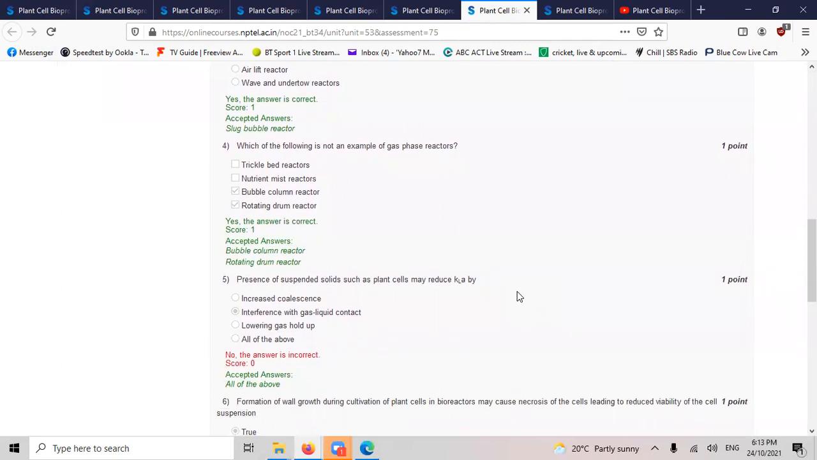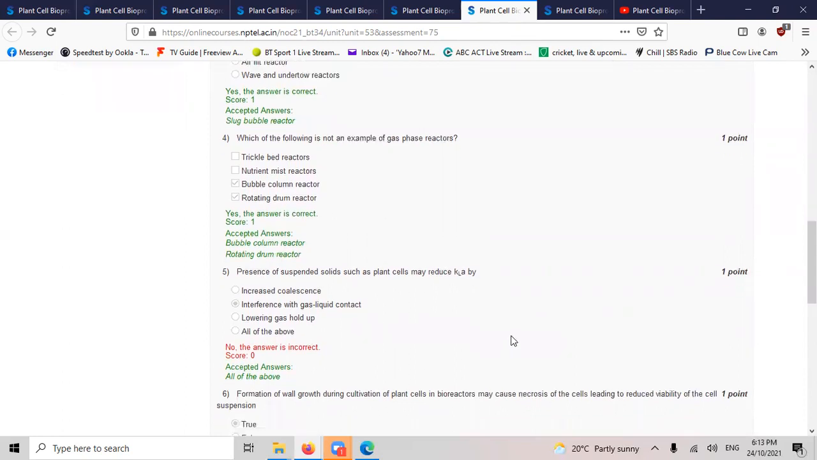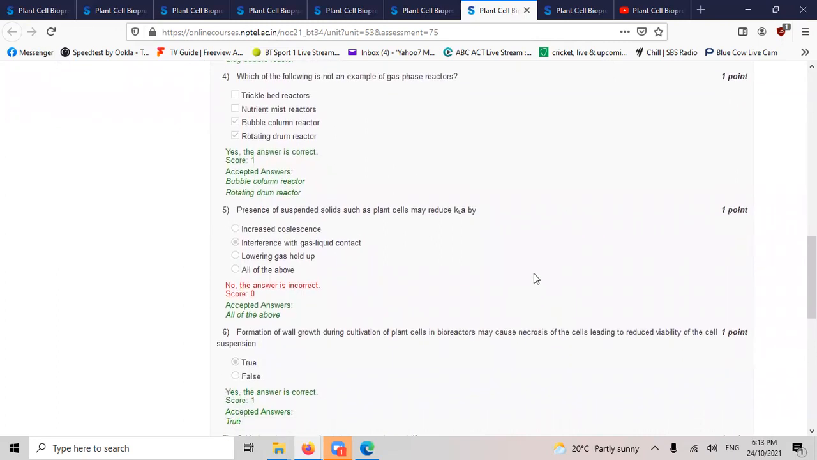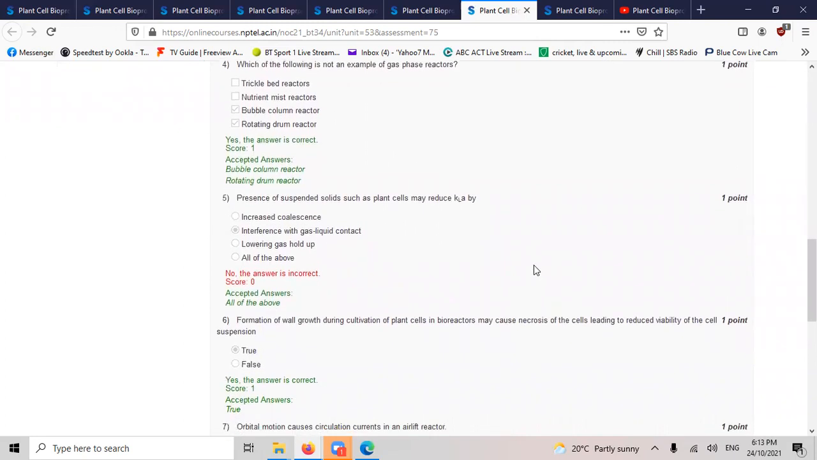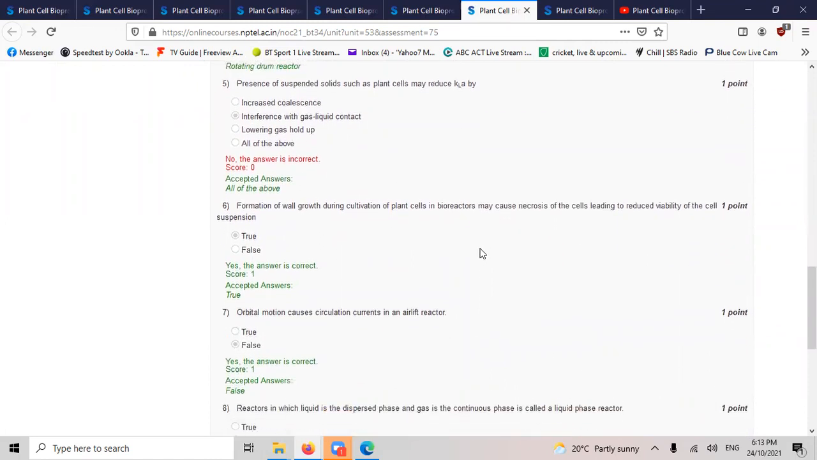Formation of wall growth during cultivation of plant cell bioreactors may cause necrosis of cells leading to cell viability. Definitely. Orbital motion causes circular currents in airlift reactors. Orbital motion, no. Airlift reactors should have their own flow.